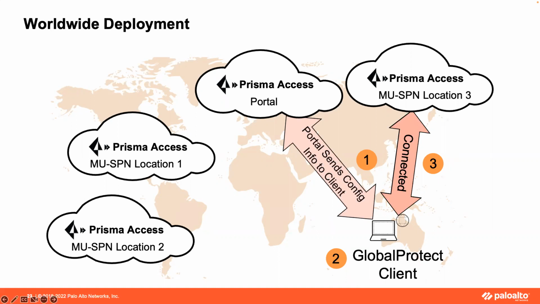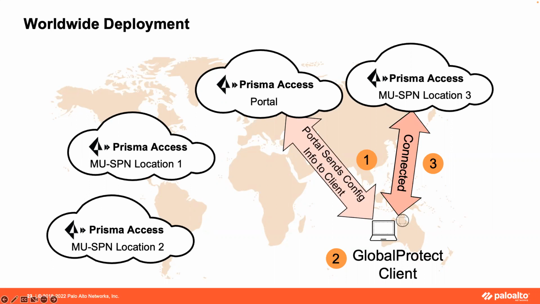So settings and rules for connections and things like that are sent by the Prisma Access portal. Not security policy rules and stuff like that. Those are set on the different MUSPNs, the different gateways. So the user will be authenticated, get a set of guidelines or bylaws or rules or whatever you want to call it. Then they disconnect from the portal.